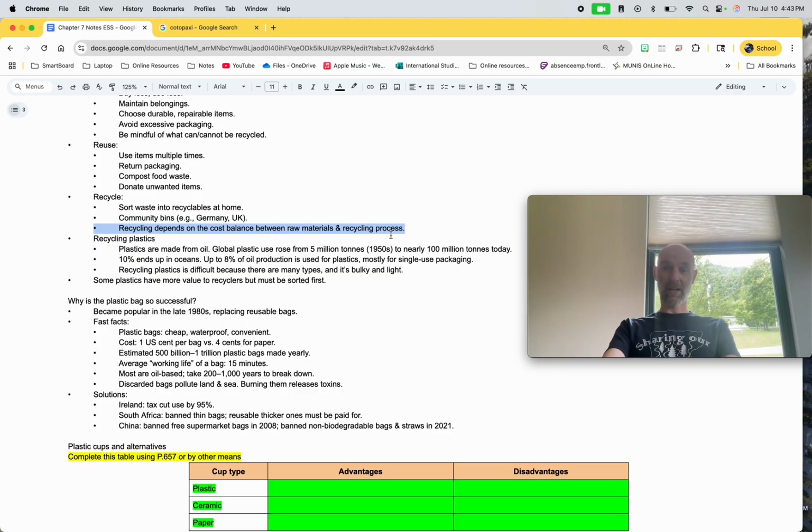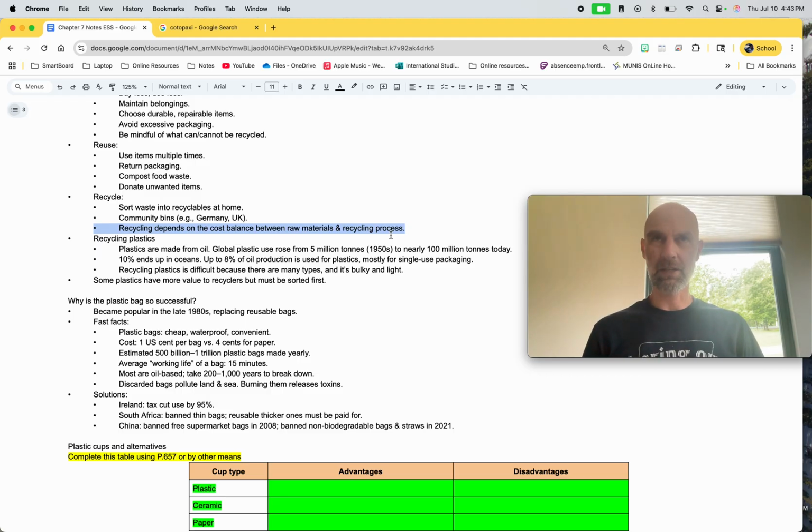Just throwing it out there, if you are one of those people who like America first, realize this: yes, we have oil resources in the United States, but we also have paper resources. I'm willing to bet you're giving more jobs and keeping more money in the country if you are using paper bags as opposed to plastic bags. Discarded bags pollute land and sea. Burning them releases toxins, so even if you incinerate them, you let them off into the atmosphere.